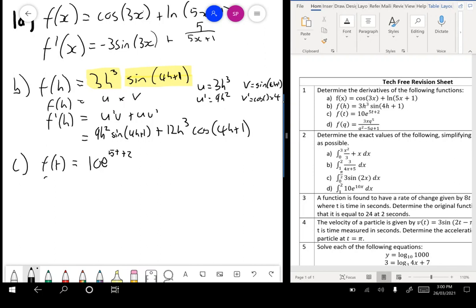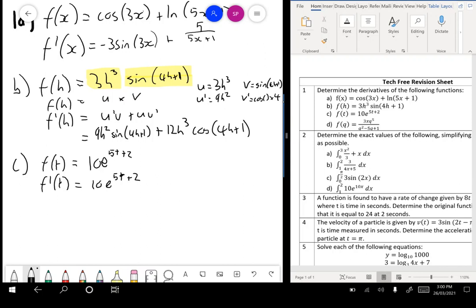This is just a chain rule. It's a chain rule using e. So my outer function is e, my inner function is 5t plus 2. So outer function e, the derivative of e doesn't change. 10e to the 5t plus 2. This is why I don't normally use t. It looks like my pluses.